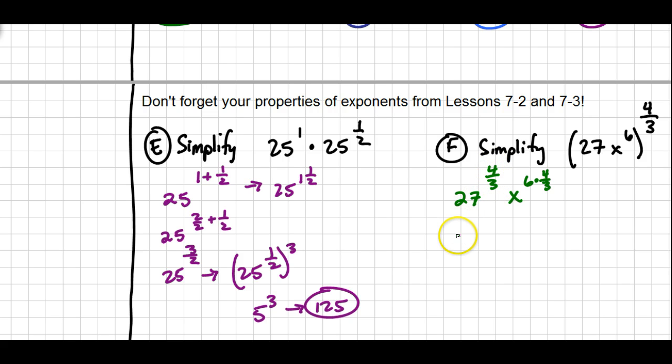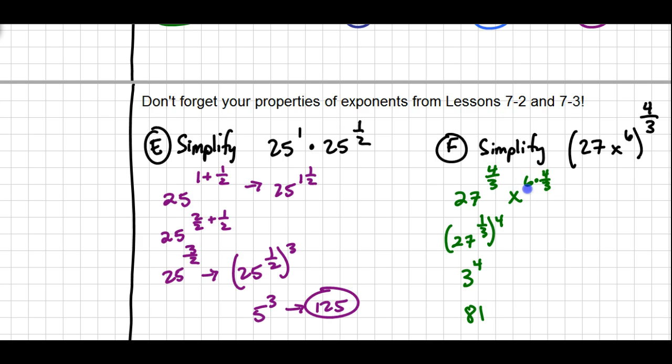27 to the 4/3, I'm going to do 27 to the 1/3, and then do the 4 separately. So the cube root of 27 means what number times itself 3 times equals 27? Don't say 9. It's 3 there, and 3 to the 4th is 81. Now I knew that one by heart. If you didn't know that one by heart, you'd want to count it out or figure it out using your baby calculator.